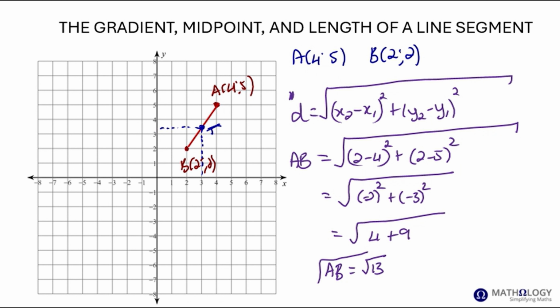This is how we leave our answer. We do not express any answers anymore as a decimal. Answers are exact. Exact meaning no decimals. So our answer is AB is the square root of 13. And these three concepts, the gradient, midpoint, and length of a line segment, is applicable in the section called coordinate geometry.